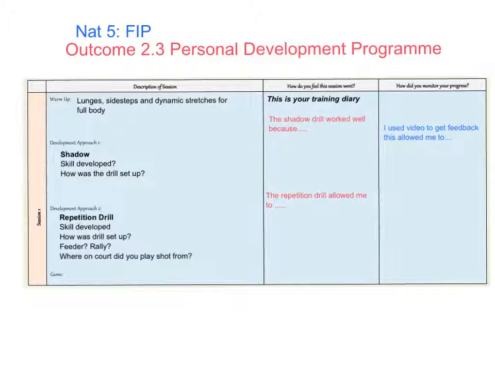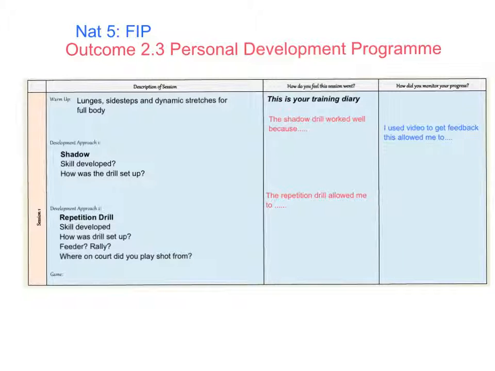The first thing you should then do when choosing your development approaches is name the approach that you're going to use. You should also mention the skill which you will be developing through this approach, and then describe in detail how this drill is going to be set up. For example, for this shadow practice drill, it might be to work on your overhead clear, and the drill might be set up by you starting in the middle of the court and moving to certain areas of the court where you'll then perform the correct technique for performing the overhead clear. You should also speak about what you're going to be focusing on in this drill. For the shadow practice, this would be focusing on the correct technique for performing the overhead clear.